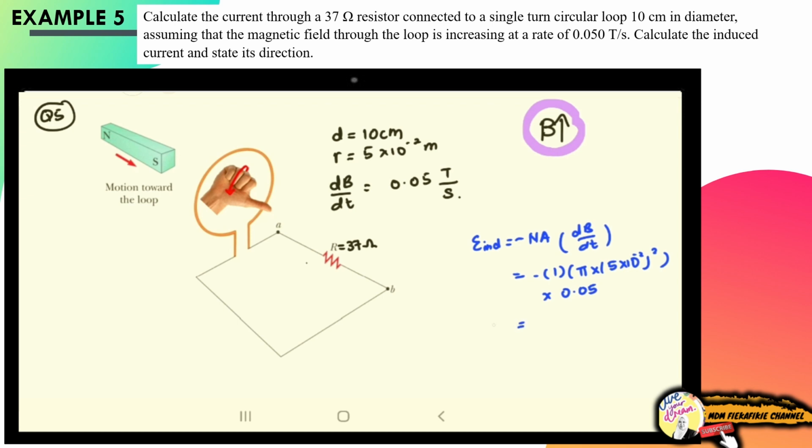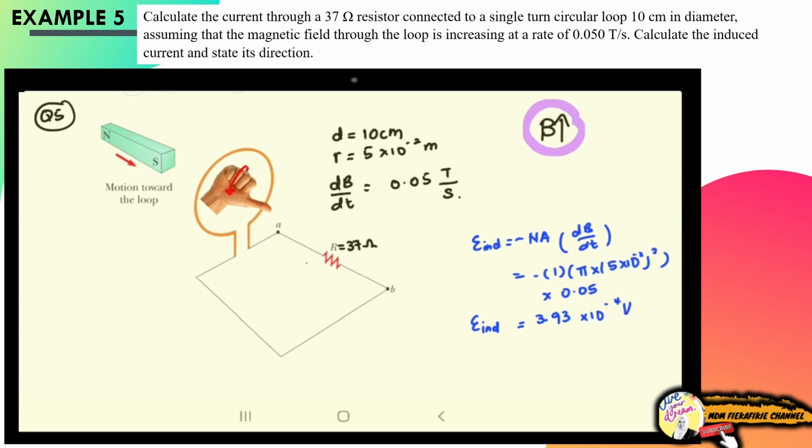Okay, and the induced EMF, make sure you check and calculate by yourself so that you are familiar with how to use your calculator. Okay, jangan tengok saja, mesti salin dan kira. It is 3.93 exponent negative 4 volt. Okay, sorry, this is the induced EMF.